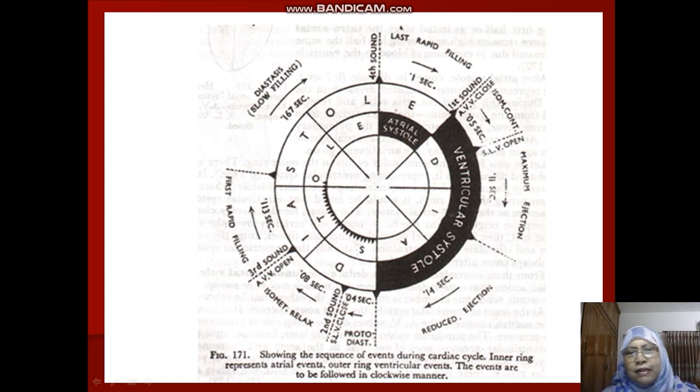Always correlate the production of the four types of heart sound with the events of the cardiac cycle, that is, you must know in which event which sound is produced. You can see the production of the different heart sounds in different events in this figure.